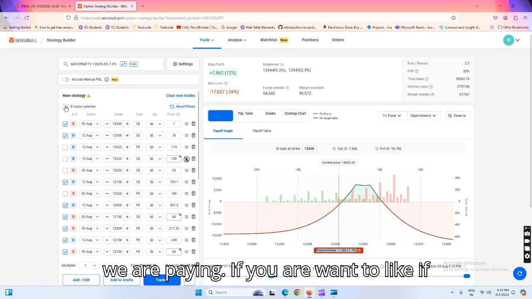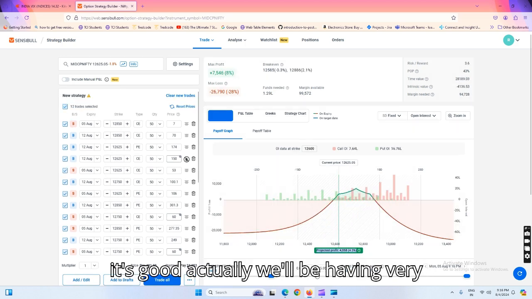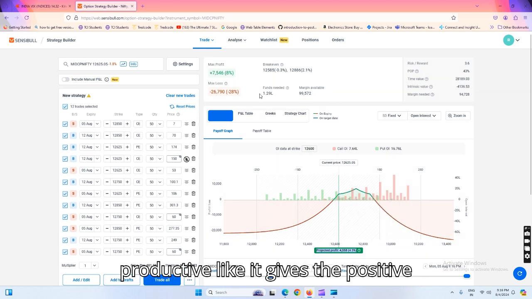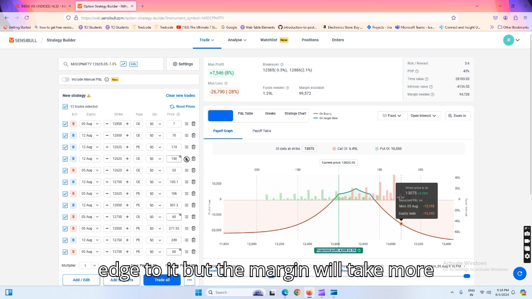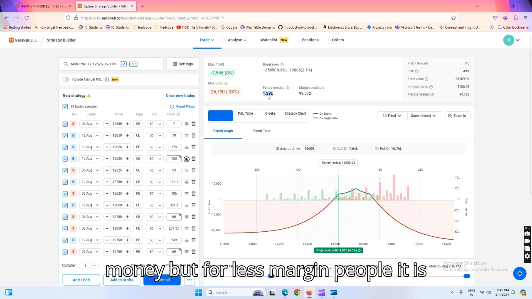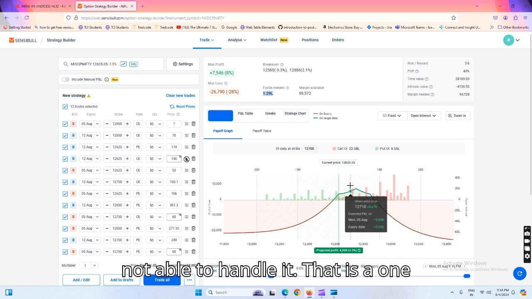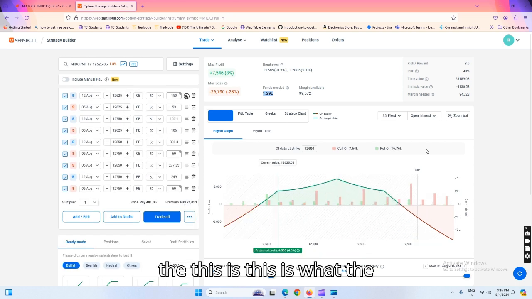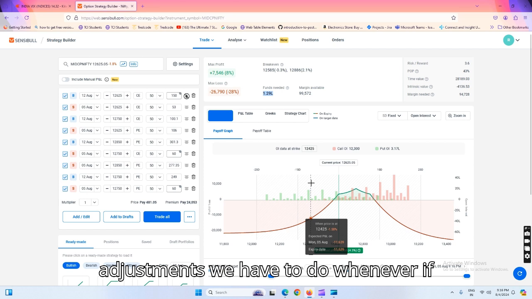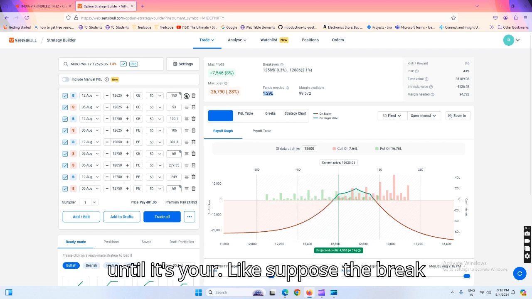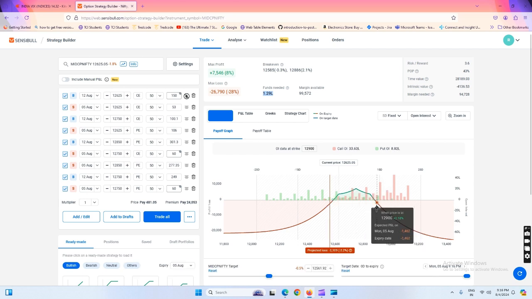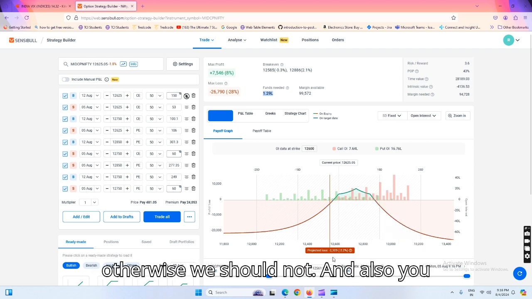If you want to keep everything, then it's actually good. We'll have a very good range to trade, and it is also very protective, it gives a positive edge. But the margin will take more money, and people with less margin are not able to handle it. That is one thing. These are the adjustments we have to do, and only when your break even is breached should we do the adjustments, otherwise we should not.